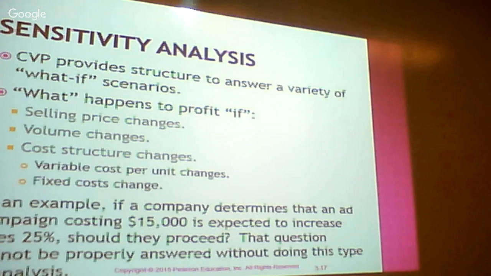So what if the sell price changes? You could also do it based on changing your sales price. We didn't do that. We did a straight 200 on that example, right? So volume changes, we did that. Cost structure changes. Variable cost per unit changes. Fixed cost. That's really what that chart concentrated on: what would happen if my variable cost went up, and then what would happen if my fixed cost went up.